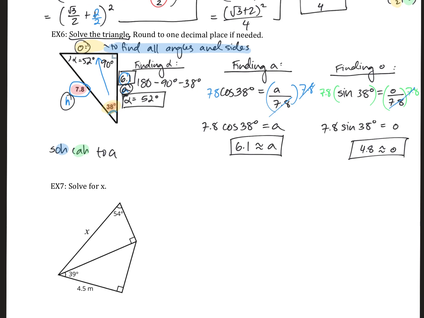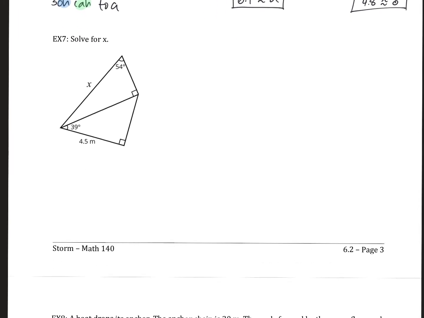Now let's look at example 7. So solve for x. Okay, so what are we given and where is x? First off, x is right here, so that's what we're aiming for. And then what are we given? We're given 54 degrees, 39 degrees, 4.5 meters, and we know that these are both 90-degree angles. Okay, so let's go ahead and pop that in. So this is 90 degrees, and these are 90 degrees.